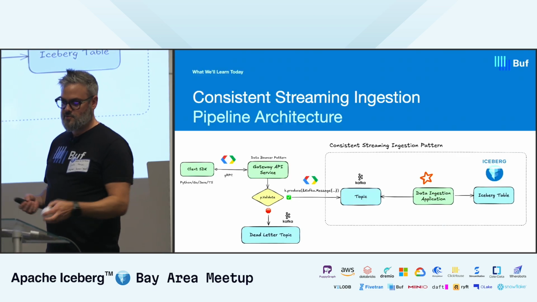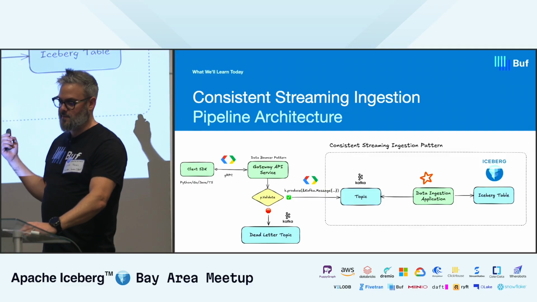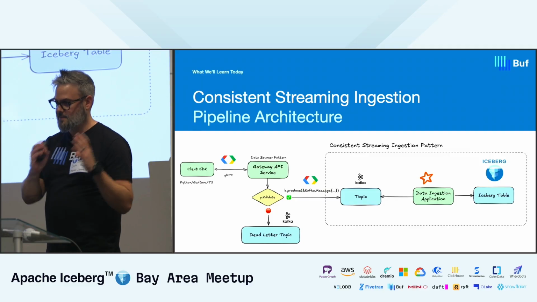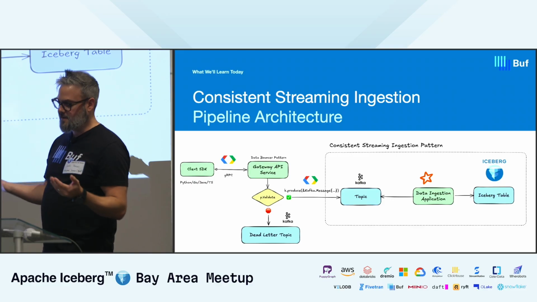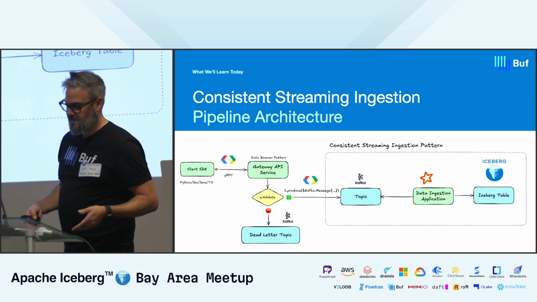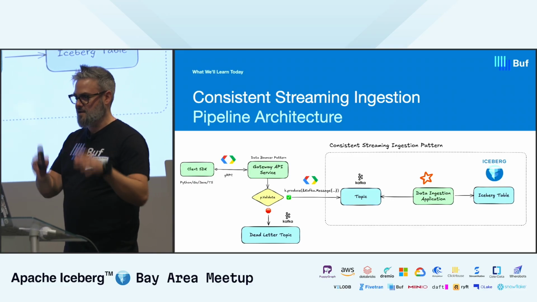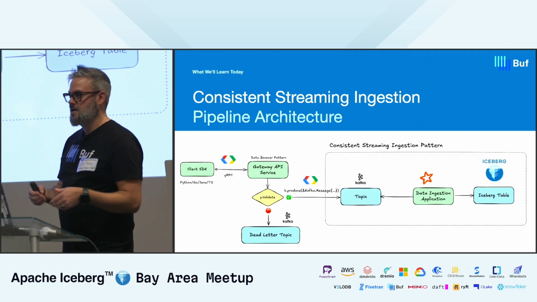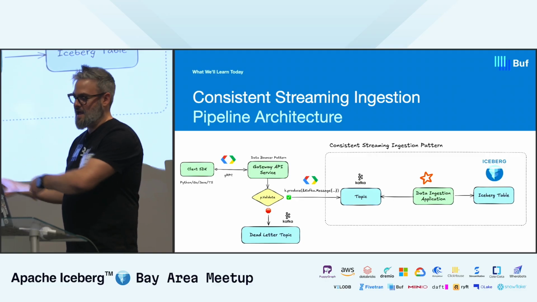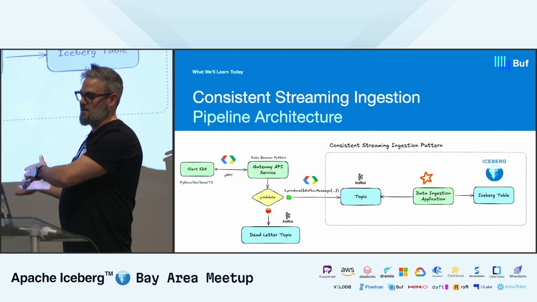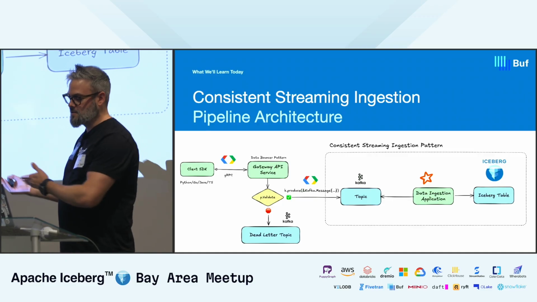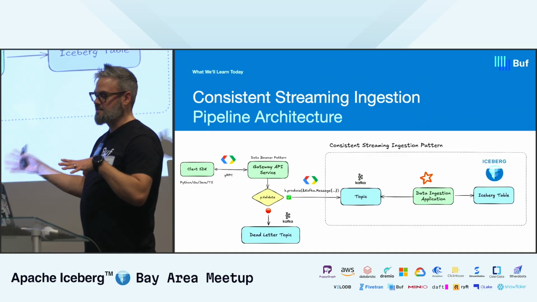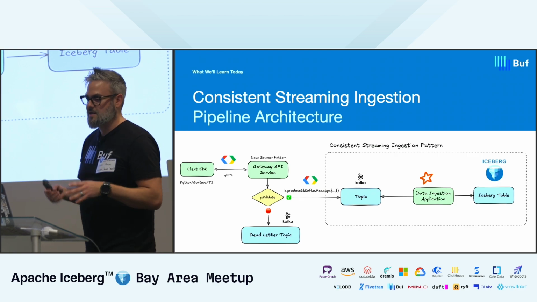If you think about streaming architecture, everyone's probably seen something similar to this before. Somebody is sending data that's going somewhere. We're going to validate it. It's going to go to a dead letter queue, or a dead letter topic, or a dead letter table, depending on what you're using. And it's also going to go down a happy path that's going to eventually end up in a table format like Iceberg. We're at an Iceberg Meetup, so we're going to talk about that. So this is essentially a consistent streaming ingestion pipeline.